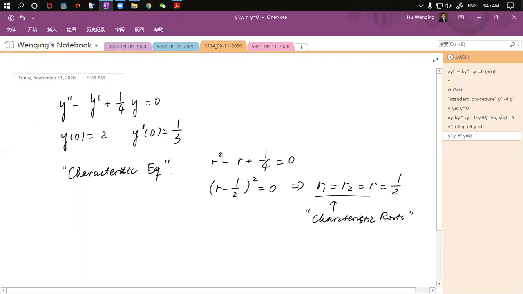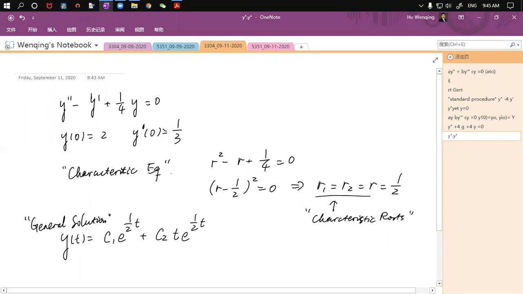As long as you have the characteristic roots, you can write the general solution. As I said, the general solution should be a linear combination: c1 e to the power 1/2 t plus c2. Are you going to use e to the power 1/2 t again? That's not enough. You have to apply the golden principle because the two roots are the same. So that's the general solution to the problem.